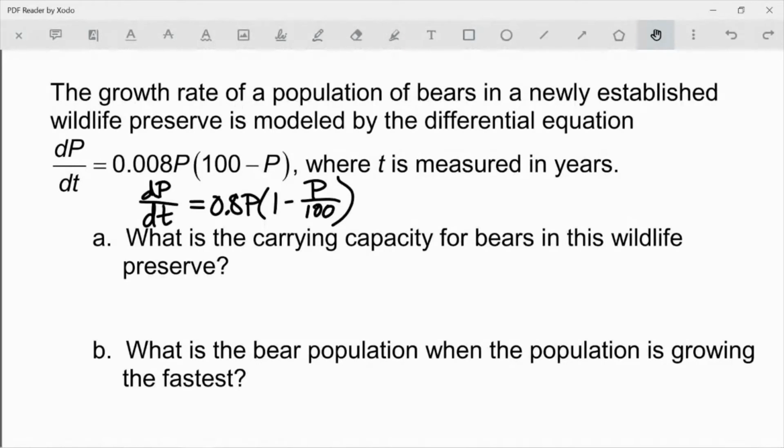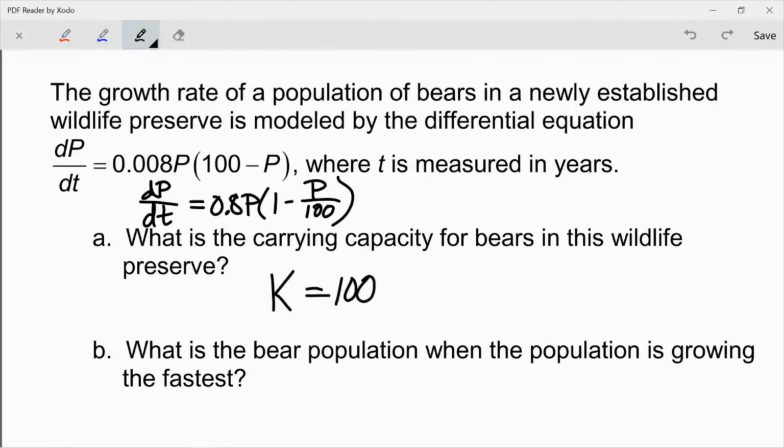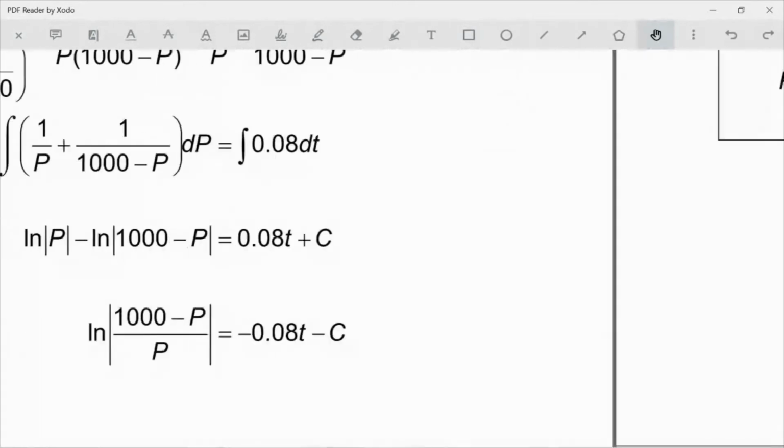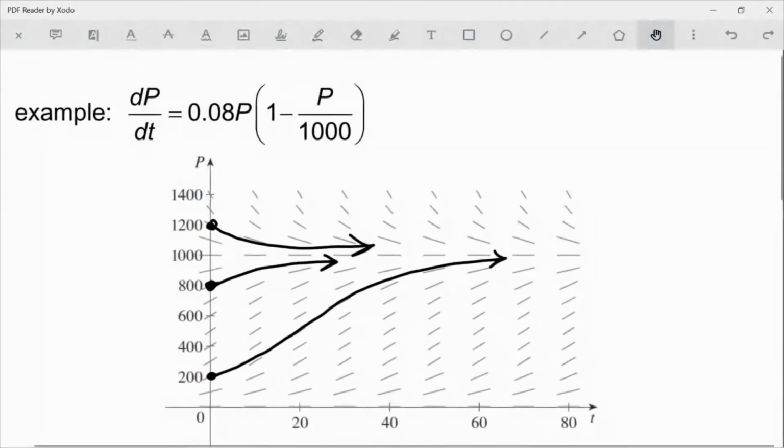And now I can answer these questions. So part A, what is the carrying capacity? Well, the carrying capacity pretty clearly here is equal to 100 based on the form of that differential equation. And part B, it says, what is the bear population when the population is growing the fastest? Okay, that is one thing we haven't talked about yet. Let's go back to this graph that we had of this logistic differential equation.